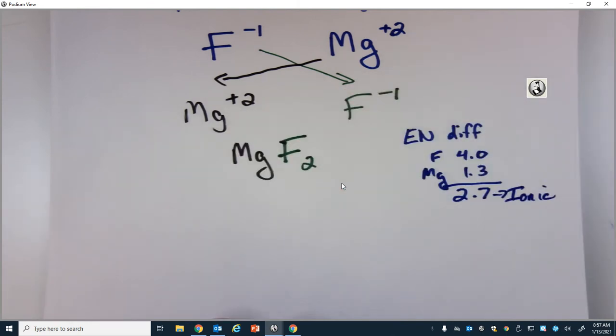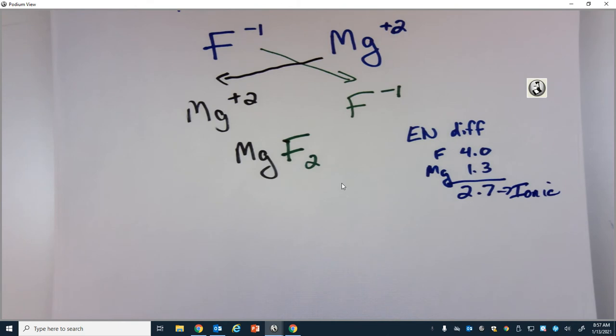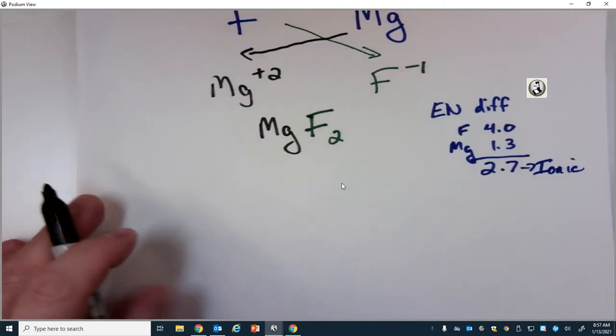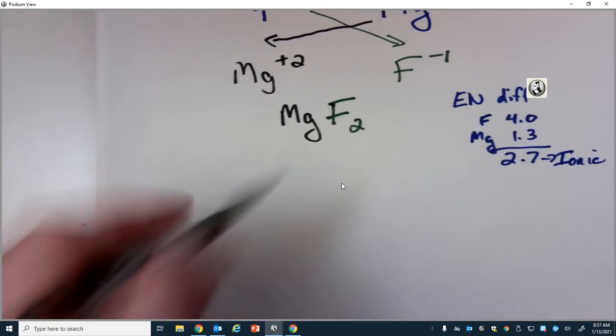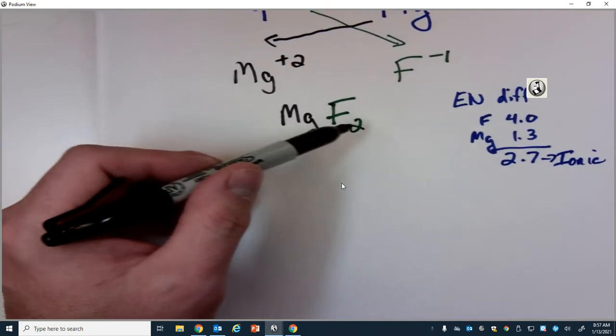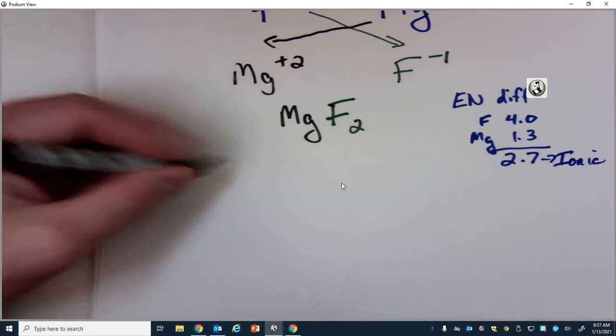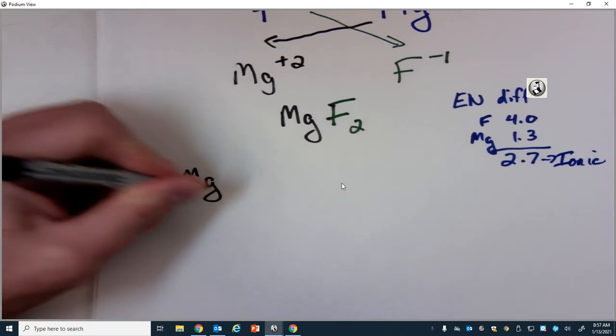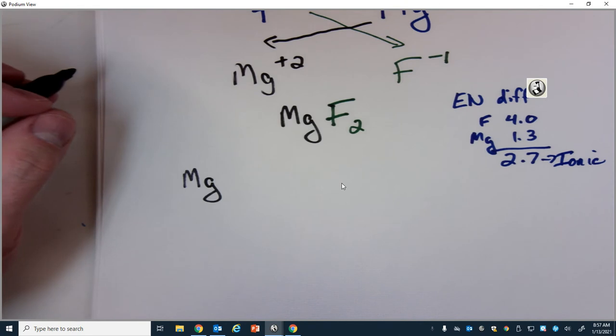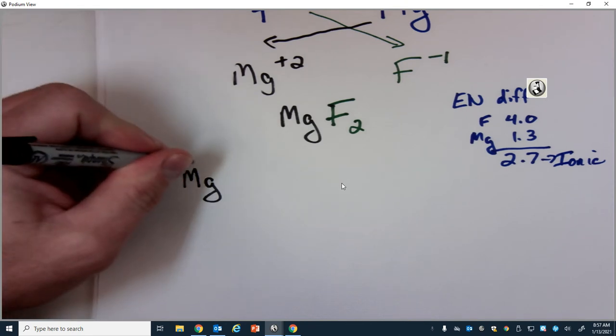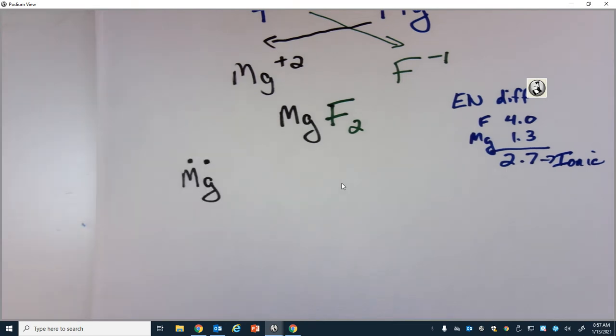Okay, so now we've got an ionic compound. So that means we're going to have brackets and charges when we're all said and done. Okay, so first things first is we're going to do our puzzle pieces. So we've got 1 magnesium atom and 2 fluorines. So I've got a magnesium. All right, I look up on the periodic table. Magnesium's valence electrons are 2. So I'm going to put magnesium's 2 electrons up here.